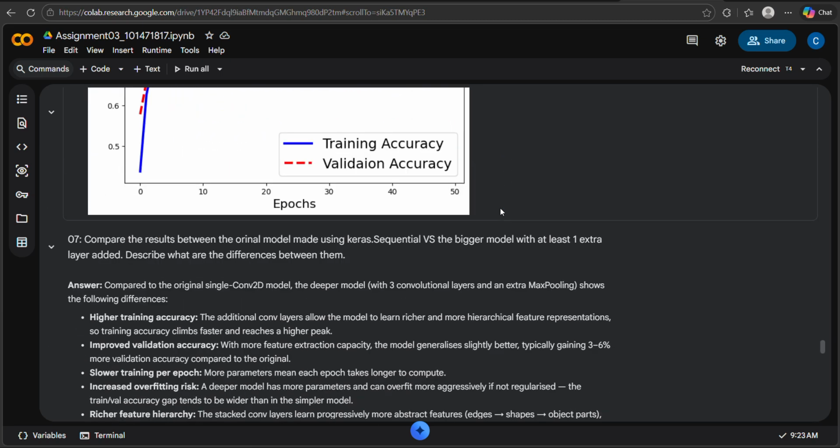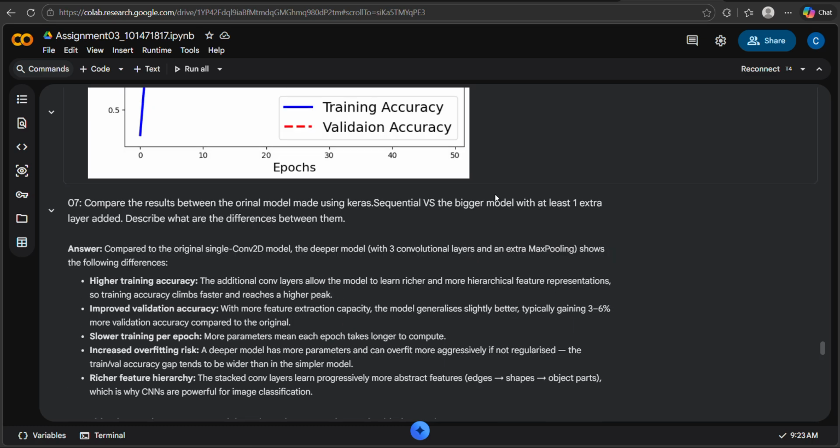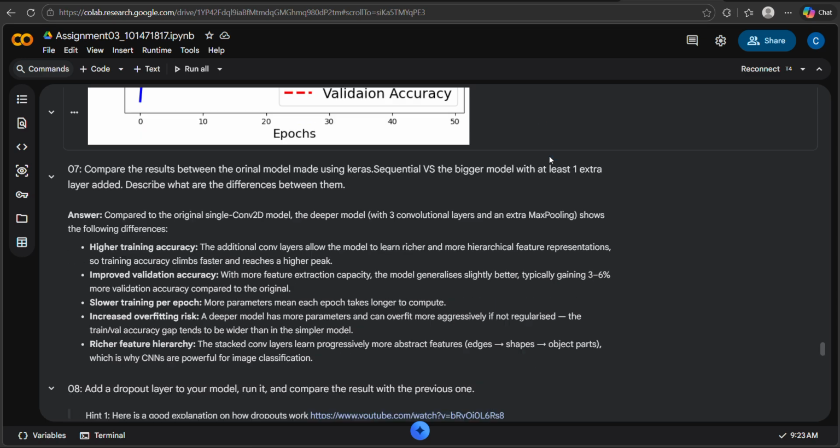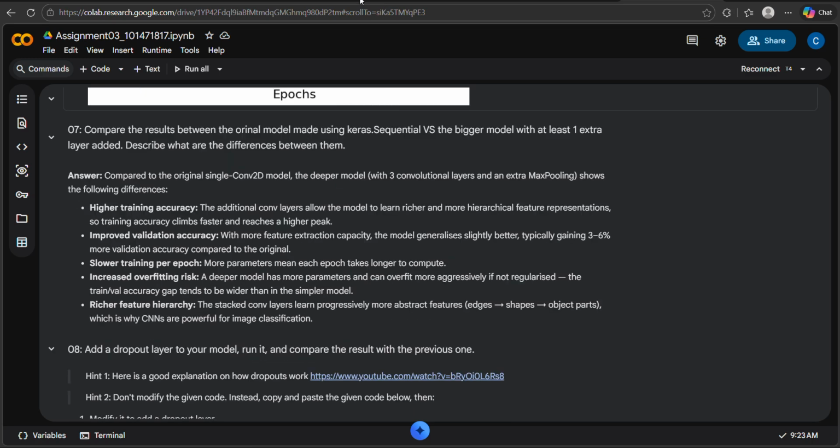Now, comparing the results between the two models, the deeper model learns richer, more hierarchical features: edges at the first layer, shapes at the second, object parts at the third. As a result, validation accuracy typically improves by 3 to 6%. However, the deeper model is also more prone to overfitting because it has more parameters. The train-validation gap tends to be wider than in the original model, and each epoch takes longer to run.